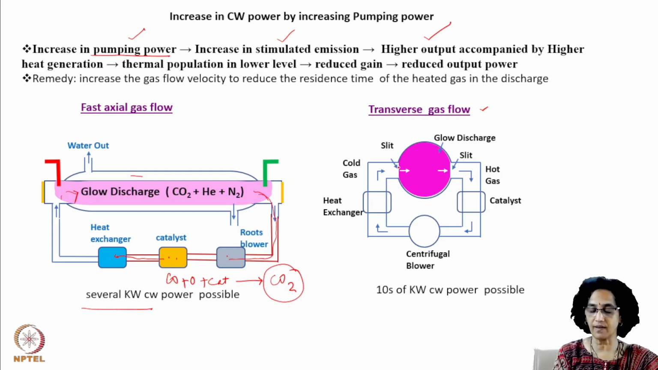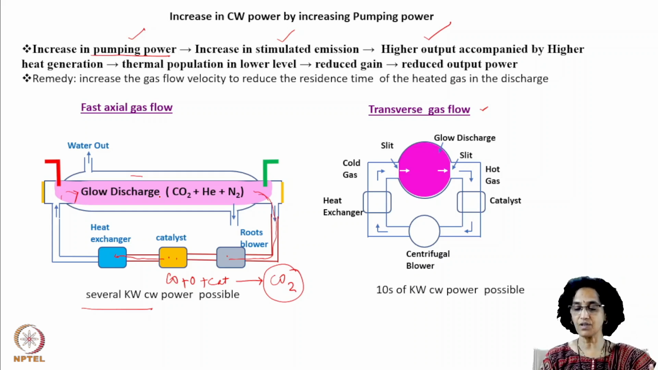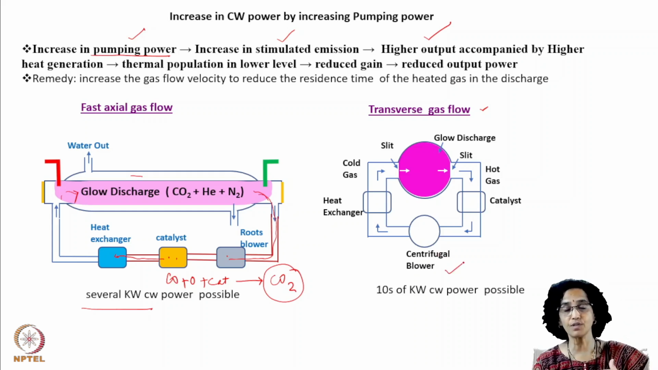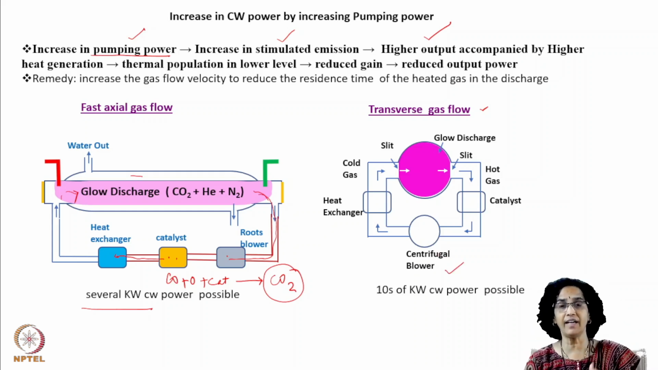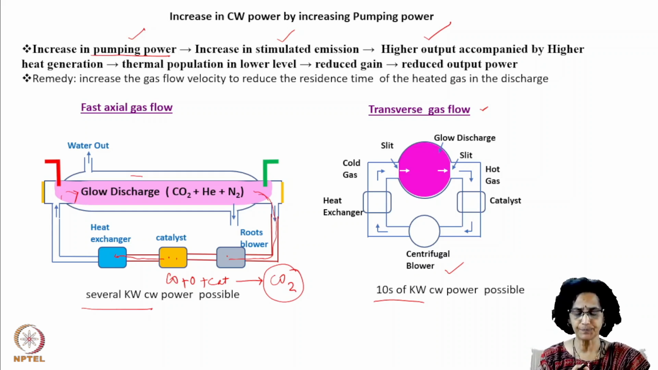Only difference between this and this is that here you have an axial flow, that means all along the length axially, whereas here we are flowing transversely. You can imagine the gas flow in this manner, right? So the construction of these are a little tricky, but with this, because you can flow the gas much faster, the pressure head is less, so the requirement on the pumps is also reduced. Therefore, you can go to a faster rate at which the gas can be replenished, and therefore here tens of kilowatts of CW power has been obtained.